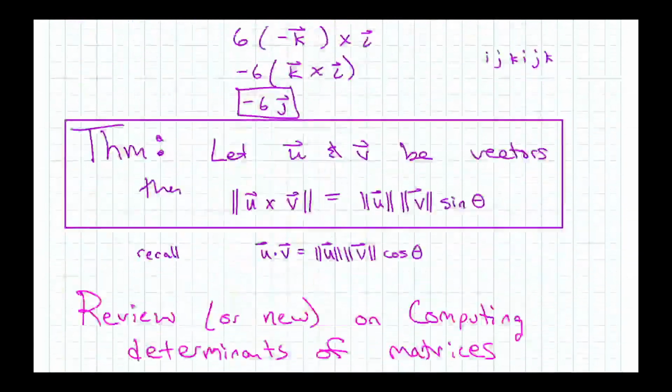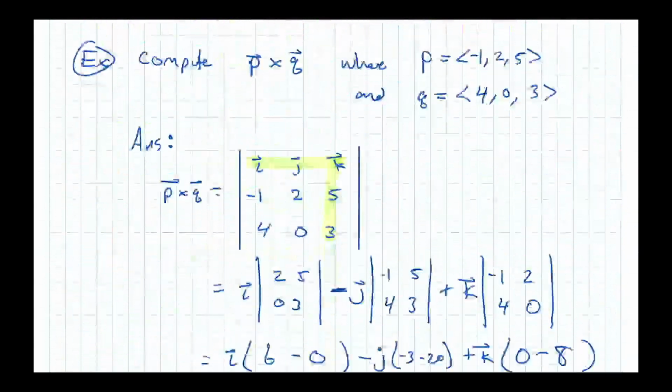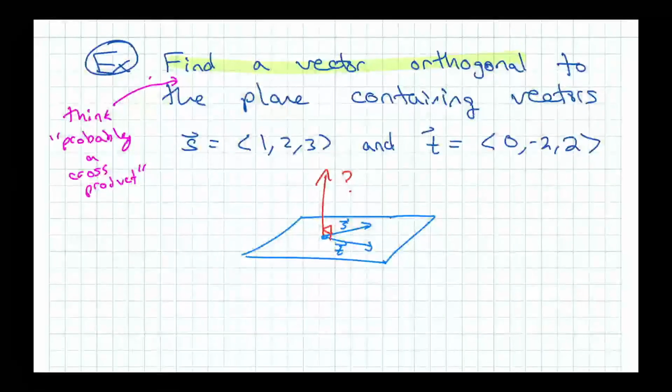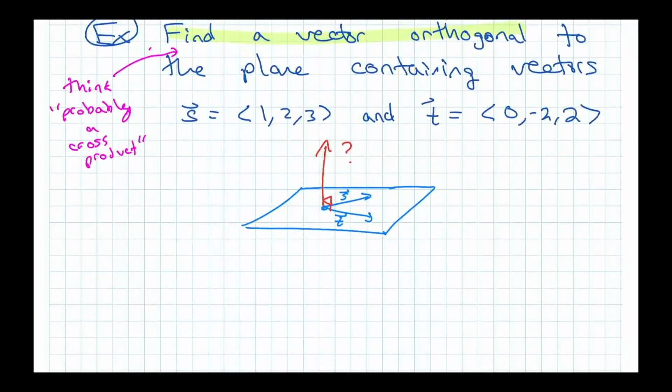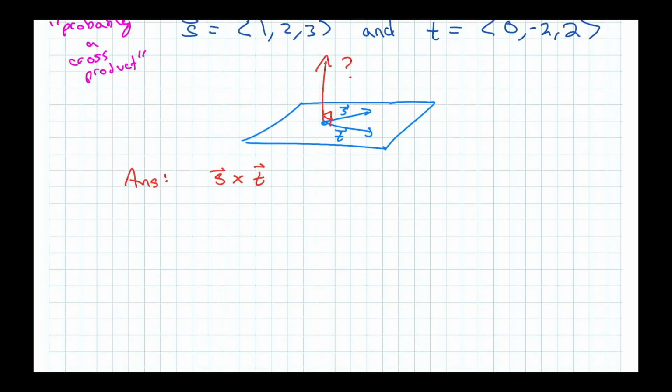So a vector orthogonal to two vectors is the cross product. You should just think that, right? So your brain does that, and you go answer. In this case, S cross T. So they're really just asking you to do the cross product, okay?